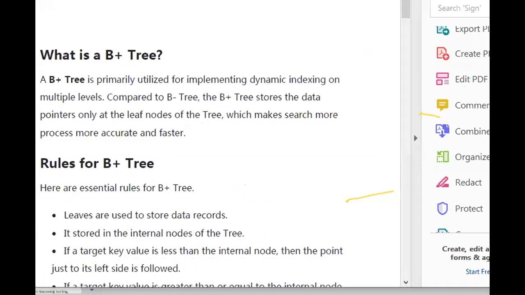So B tree is basically used for implementing dynamic indexing on multiple levels. In comparison to B tree, the B plus tree stores data pointers at the leaf nodes of the tree. It means there is a pointer stored for all leaf nodes in the B plus tree, whereas in B tree there are no pointer locations for the leaf nodes.